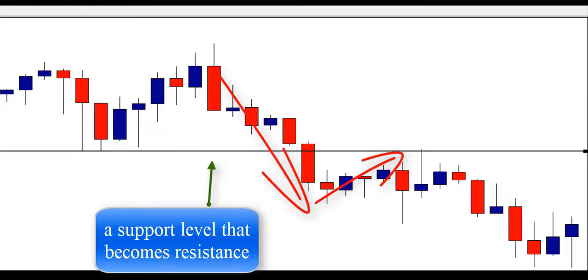And as you can see, this is a clear pin bar that was formed at the resistance to indicate the beginning of a new impulsive move.